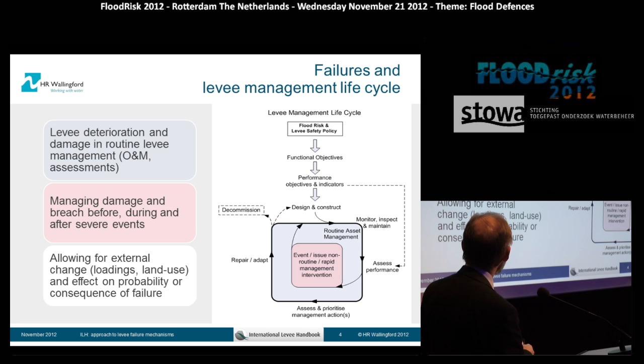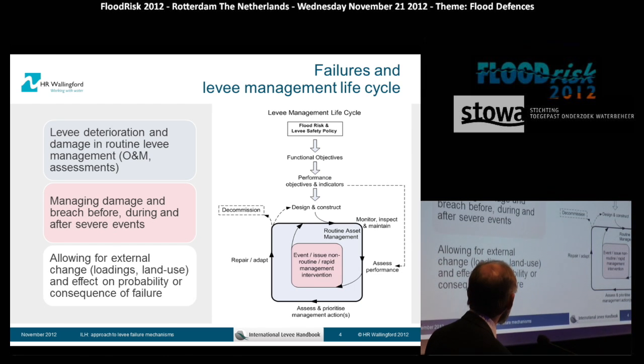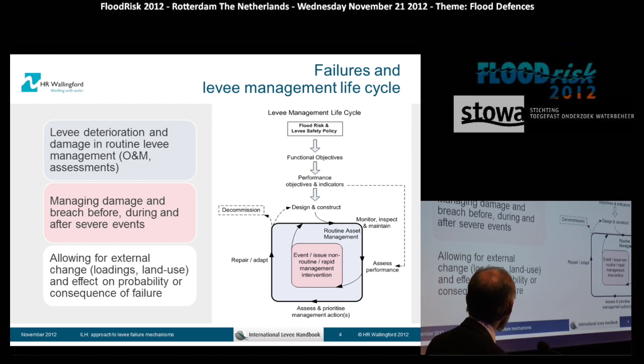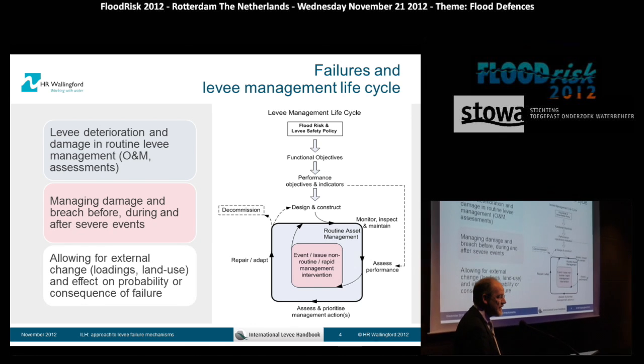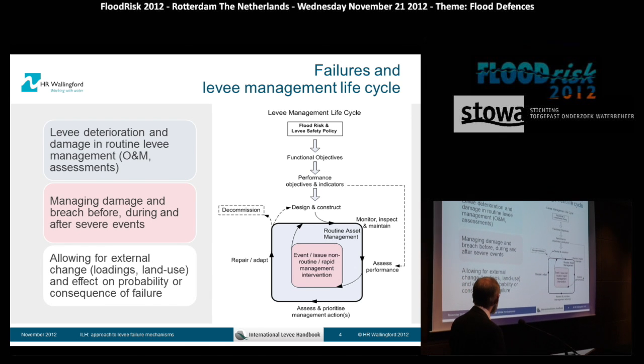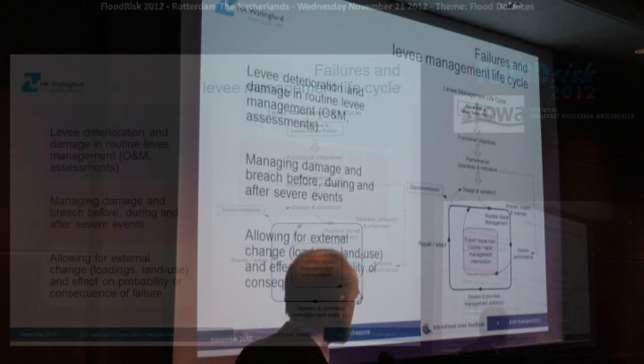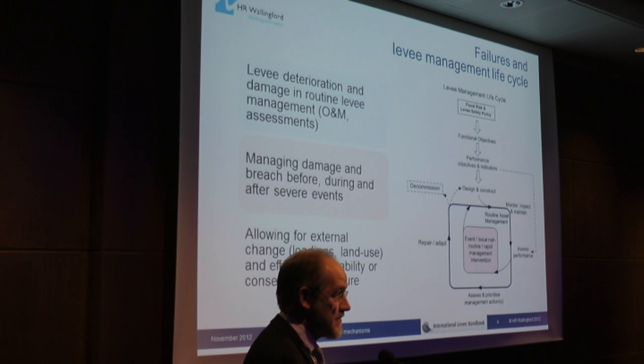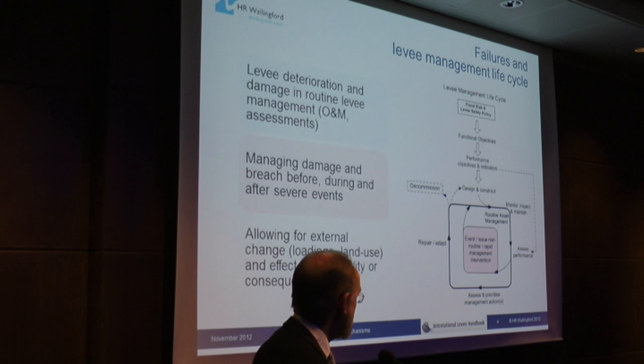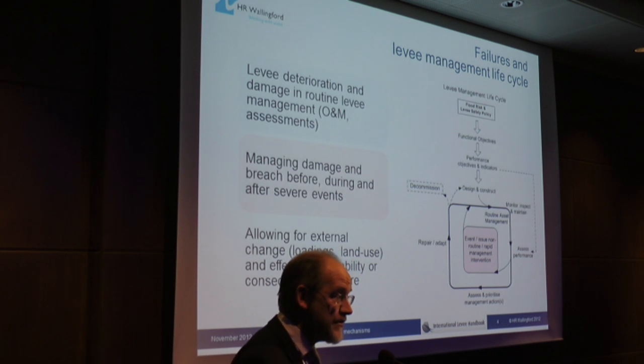So in terms of what's going on in terms of failures, we've got levee deterioration and damage, which you're taking account of as part of your routine asset management. You've got the damage and breach that goes on during severe events, and then you've also got the fact that you may actually have to allow for change, and so what may force failure in the future may change because of climate change or other factors that are going on.